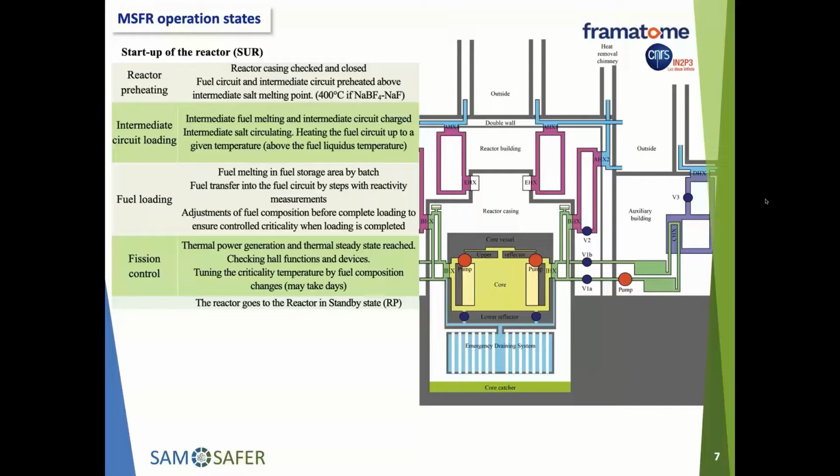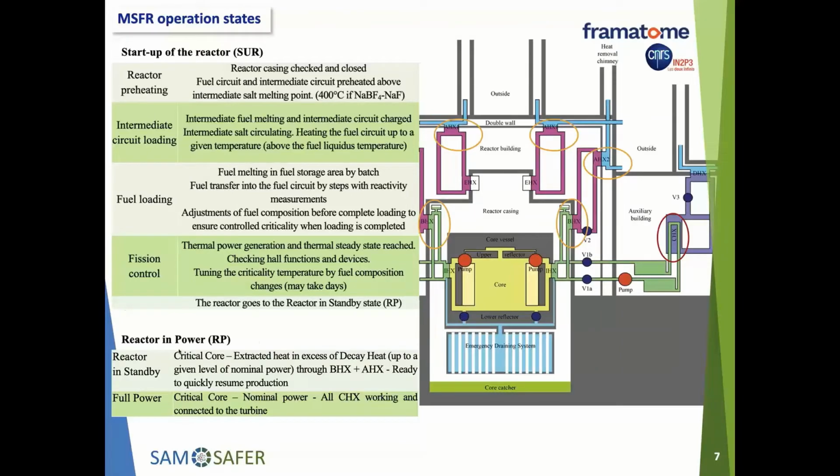And then, of course, we will start. We will have to control the fission by checking all the devices and the controls, etc. And of course, the fine tuning of the criticality temperature can take days. And finally, the reactor goes to the reactor in standby state, leading to the next state, that is reactor in power. So click, please.